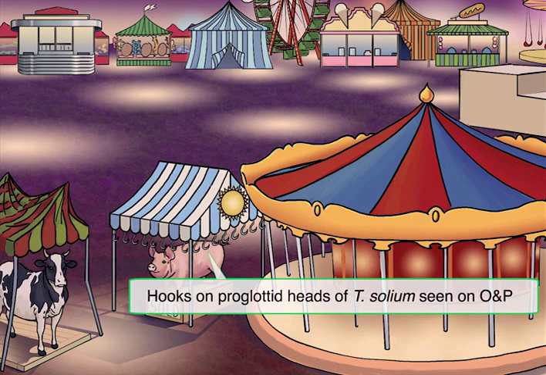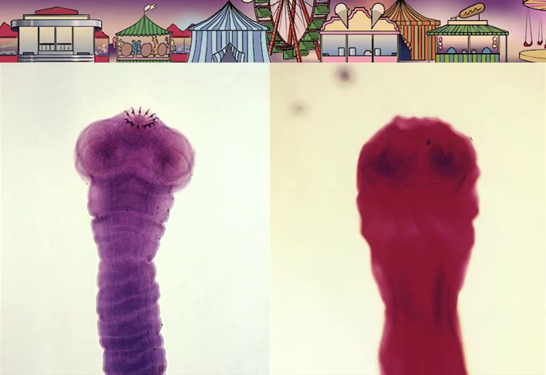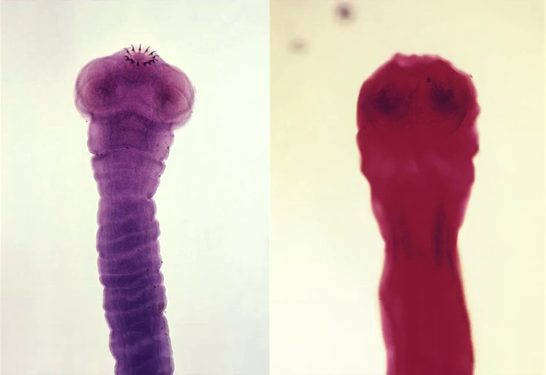Notice there aren't any on the cow's tent? Well, these hooks are supposed to represent the hooks which are present on the proglottid heads of Taenia solium, and they show up on stool O and P. So here's a picture of solium on the left, and you can see these characteristic hooks compared to saginata on the right, which lacks hooks.